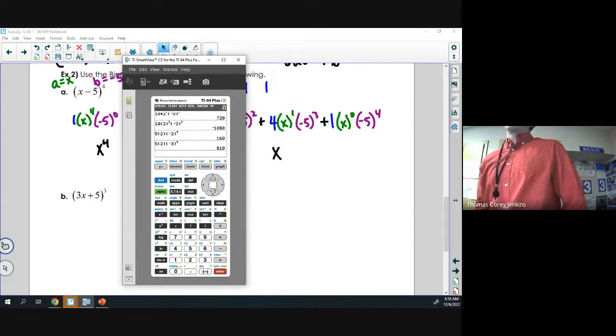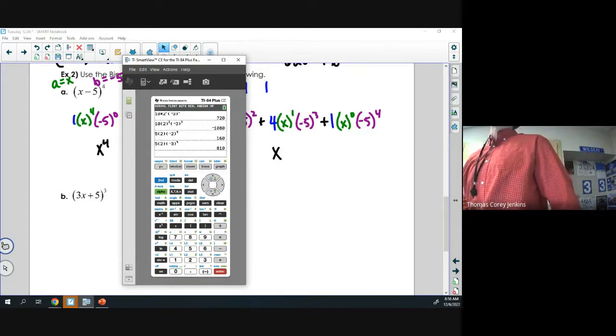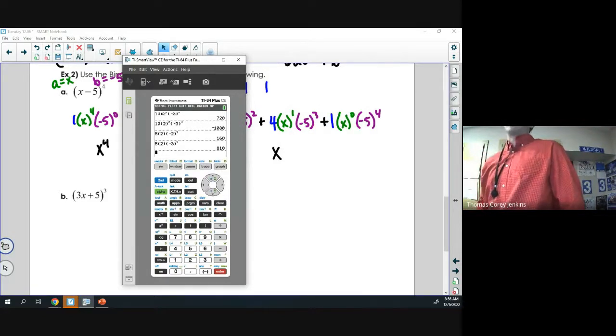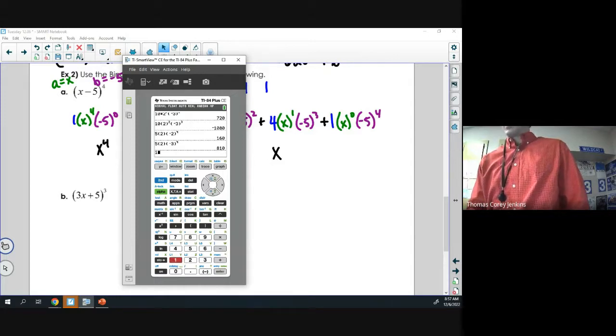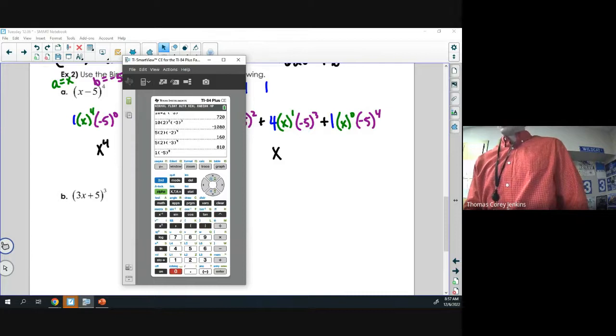So the first term is pretty easy. You can type it in if you forget, but basically that coefficient is just 1 times 1. Anything to the power of 0 is 1. Like I say, though, if you forget, you can always just type it in. 1 times negative 5 to the 0 is just 1, right? So that term will stay as is.